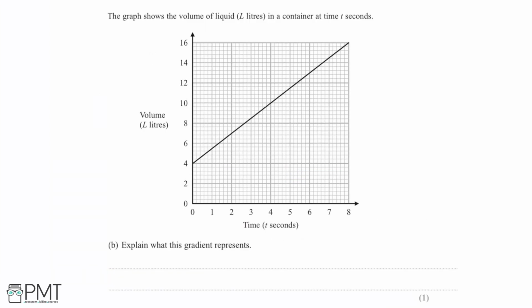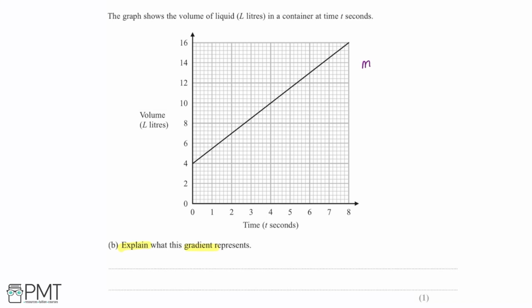So now for this part of the question, we're asked to explain what this gradient represents. Now I'm going to refer back to what we did in part A here. So instead of using numbers to calculate the gradient, we're looking for a more qualitative response. So we're using words and the context of the question to explain what the gradient represents in this part of the question. But again, I can use a similar approach to that in part A.